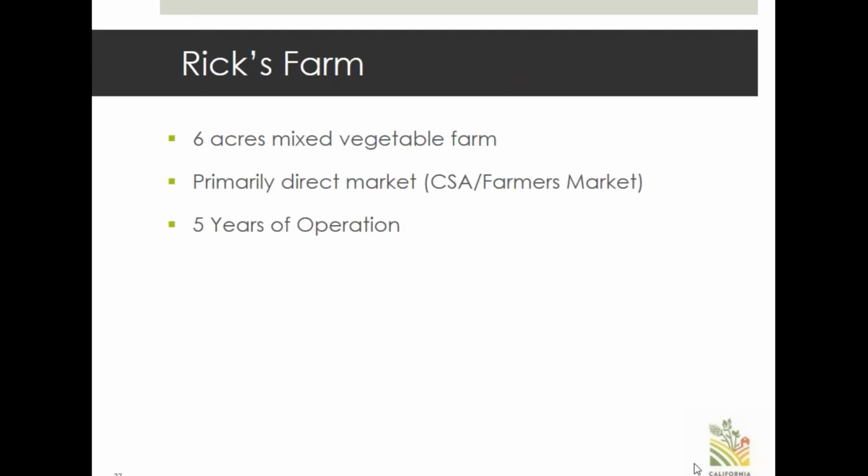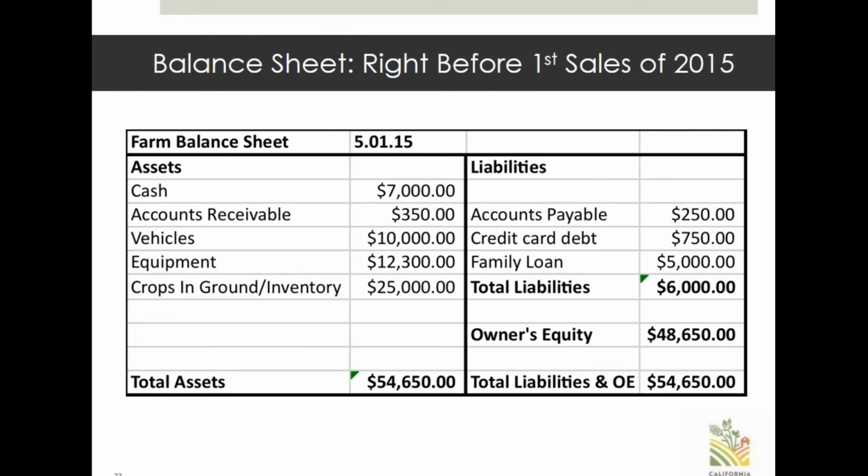So Rick's farm. This is a fictional farm. Rick has 6 acres of mixed vegetables. He does primarily CSAs and farmers markets. He's been in operation for 5 years. This is his balance sheet on May 1st, 2015. You'll notice he has $7,000 in cash. He has $350 in accounts receivable, money that's owed to him for products he's already sold.